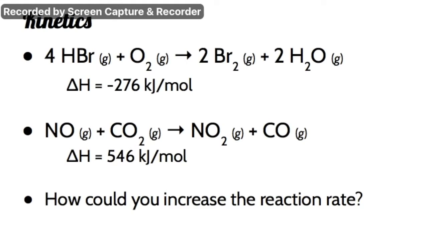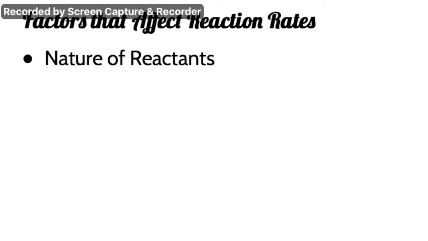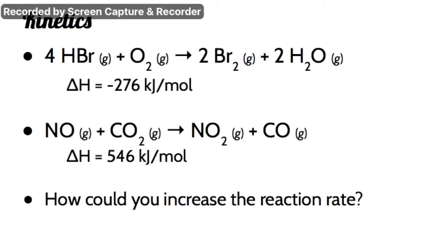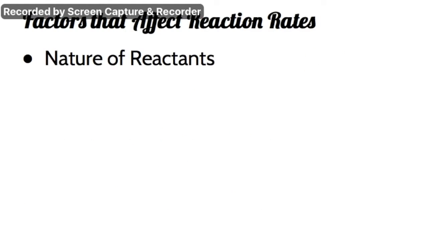Now, the first way we can increase a reaction rate is simply to change the reactants. This isn't something I would expect you to write down, as changing the reactants wouldn't really be allowable considering how I posed the question. But the idea is that you can make a reaction faster if you have different stuff. That's a fundamental concept: some reactions happen faster than others because of the nature of the reactants.